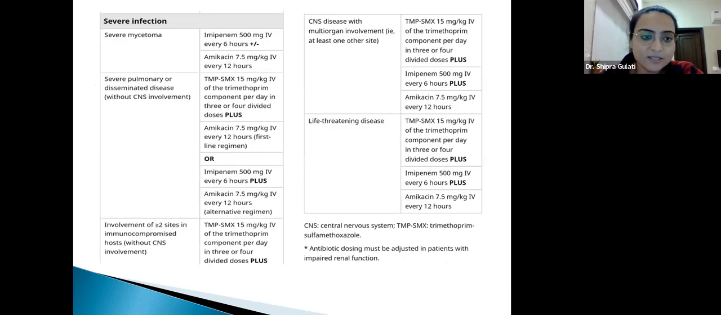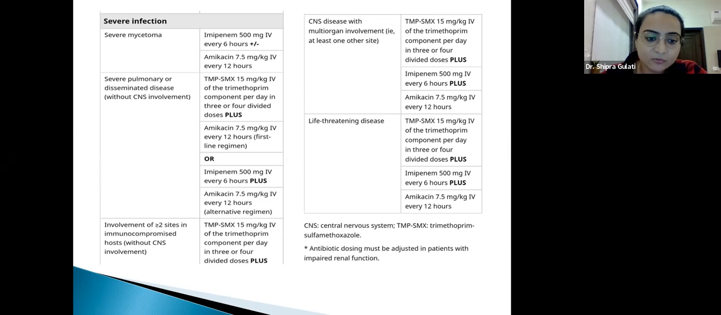In severe infections, imipenem 500 mg IV every 6 hourly plus or minus amikacin 7.5 mg per kg IV 12 hourly. Severe pulmonary or disseminated disease, ceftriaxone 15 mg per kg IV in 3 to 4 doses plus amikacin 7.5 mg per kg IV every 12 hourly, or imipenem 500 mg IV every 6 hourly along with amikacin 7.5 mg per kg IV every 12 hourly.